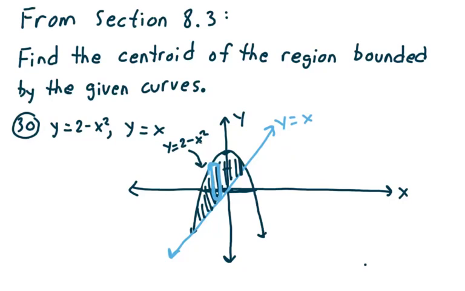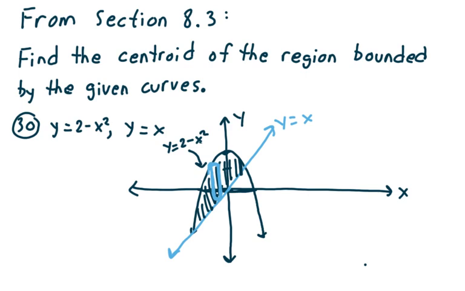This is a video from section 8.3. The directions say to find the centroid of the region bounded by the given curves. In problem 30, we are given y equals 2 minus x squared and y equals x. I have the graph of y equals 2 minus x squared in black, and the graph of y equals x in blue. And I want to find the centroid of that shaded region.